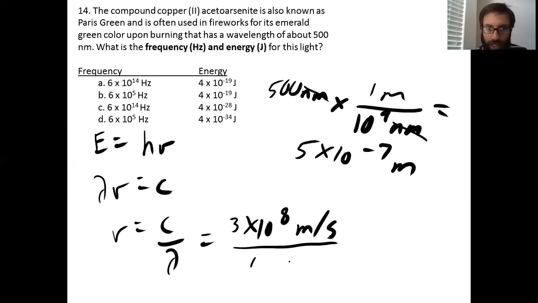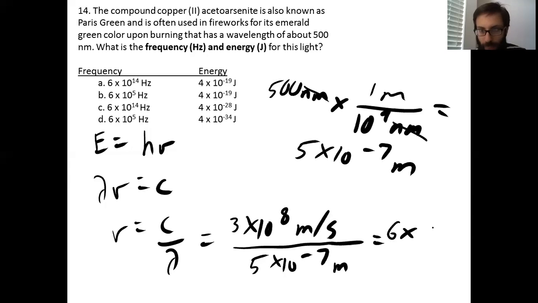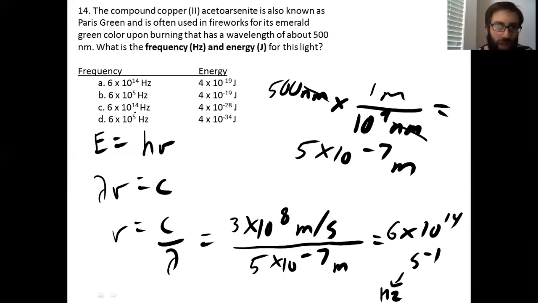5 times 10 to the minus 7 meters. That ends up getting you 6 times 10 to the 14th. And it's second inverse, which is the same as hertz, right? Those are two words for the same thing. So we know it's not B or C.